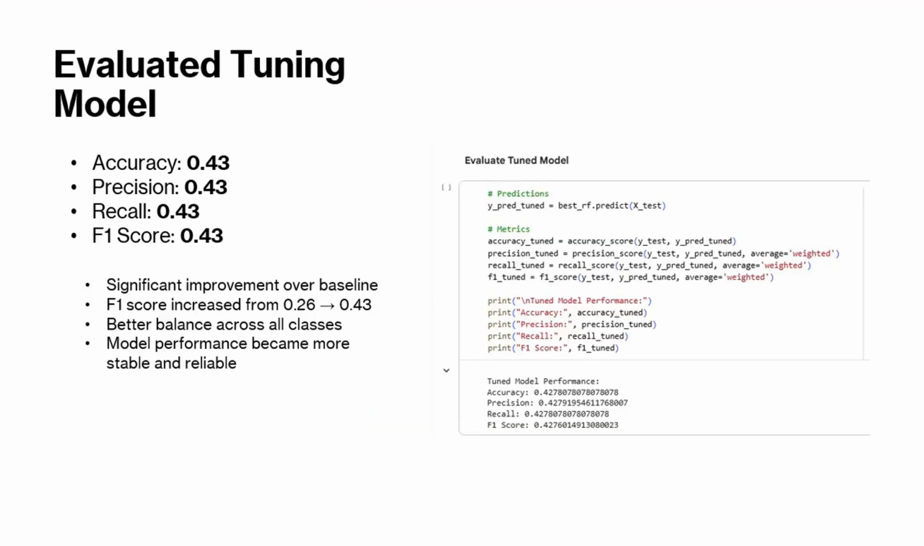After tuning, the random forest model showed a significant improvement. Accuracy and F1 score increased to around 0.43. The biggest improvement was in the F1 score, which indicated that the model is now performing more consistently across the classes. This confirmed that hyperparameter tuning had a strong positive impact.